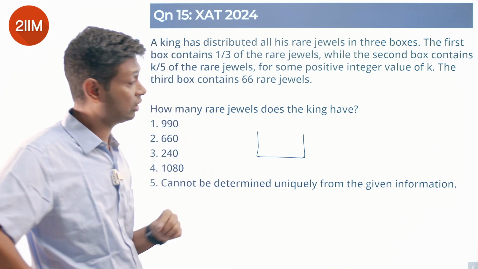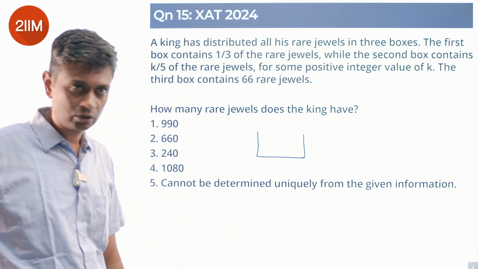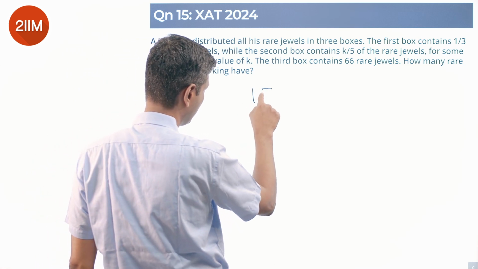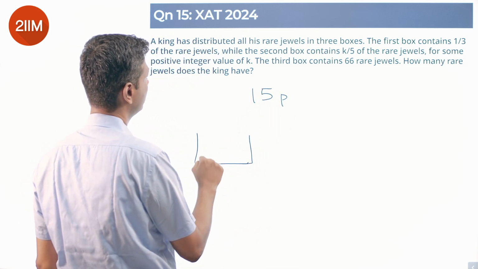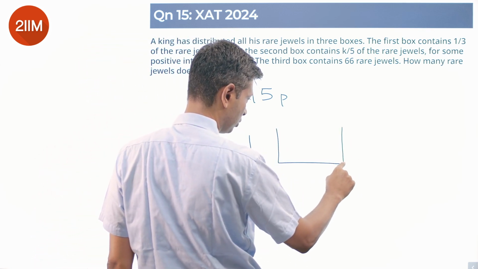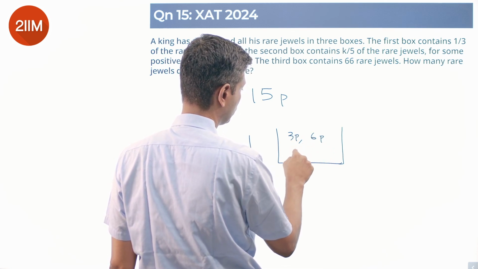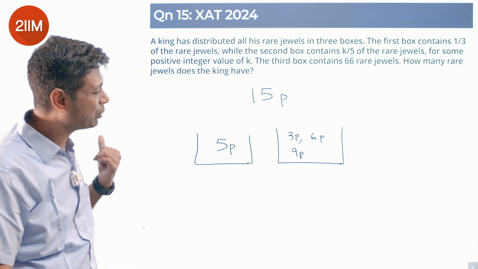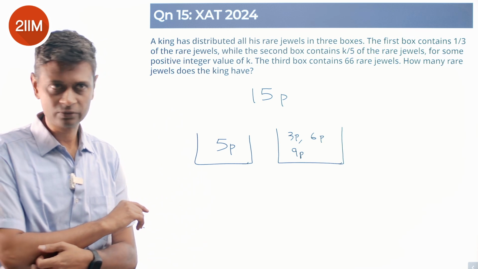We know that the number of rare jewels has to be a multiple of 5. It's also a multiple of 3. So what am I going to do? I'm going to say the king has 15p rare jewels. First is 1/3, 5p is sitting inside. Second one is either 3p or 6p or 9p, 1/5, 2/5 or 3/5. I don't have to worry about 4/5 because if it is 12p, this will add up to more than 15p.